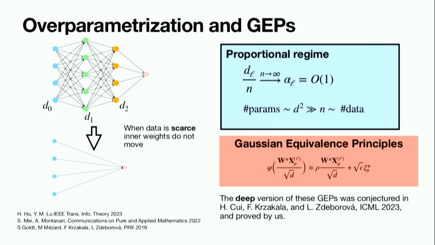One of the most popular regimes, which is also an overparameterized one as discussed yesterday by Bach, is the proportional regime, where the sizes of the layers labeled by these D_l are going to infinity, they're diverging, proportionally to the number of training samples in the dataset, D. This is, as I said, an overparameterized regime because if you call D the size of the smallest layer, then the number of trainable parameters is roughly D squared, which in the scaling regime is much, much bigger than the number of data at disposal.